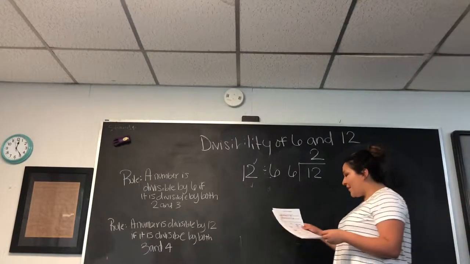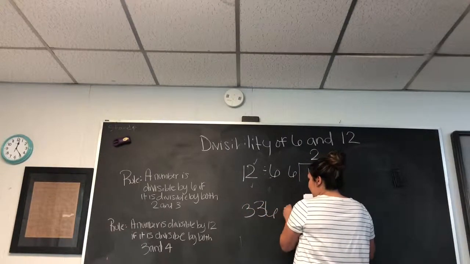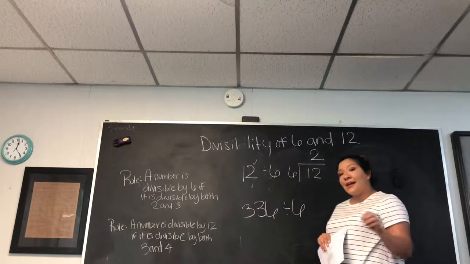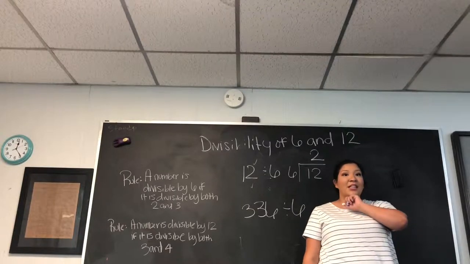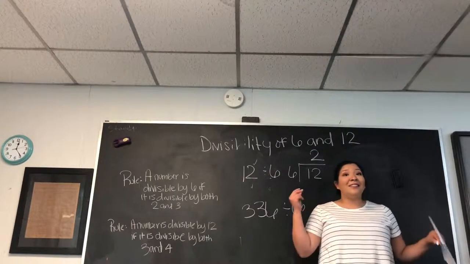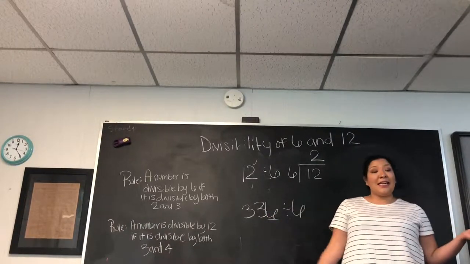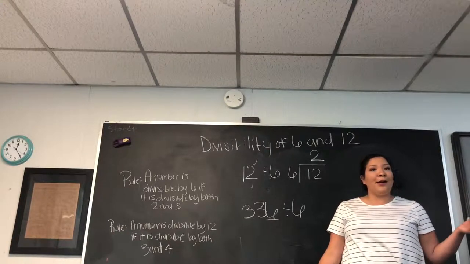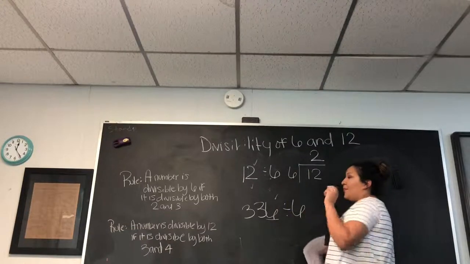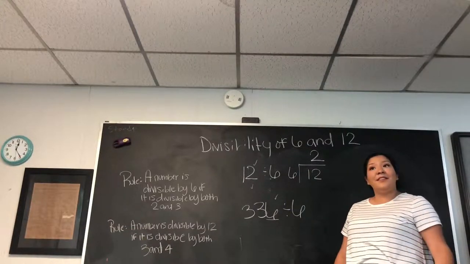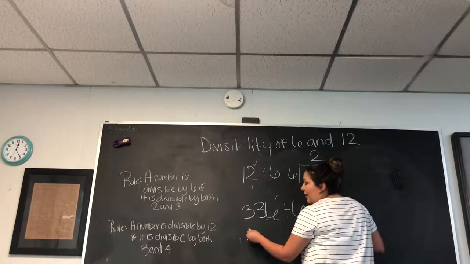Okay, let's move on. So our next one is 336 divided by 6. So what's our first step we're gonna take? Sophia? Yes, ma'am. We're going to see if it's divisible by 2. And how do we do that? Is it an even number? Well, is 6 an even number? Yes, it is. Great. So it is divisible by 2. The next step is to check if it's divisible by 3. Perfect. Yes. Okay. So how do we do that?